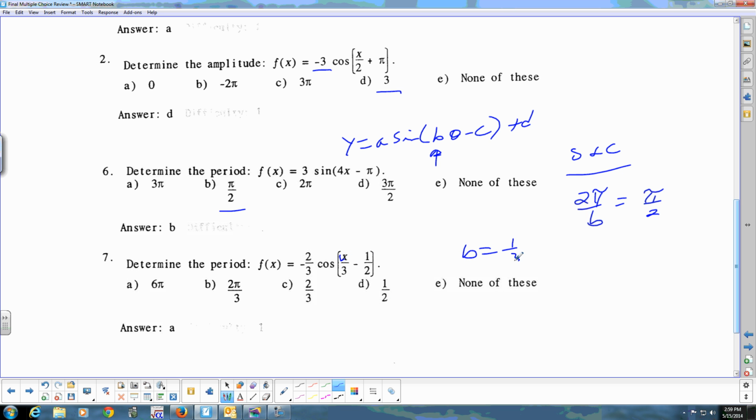b is 1/3. It's 1 over 3. And it's a cosine, so it's 2 pi over 1/3, so it's 6 pi. Okay?